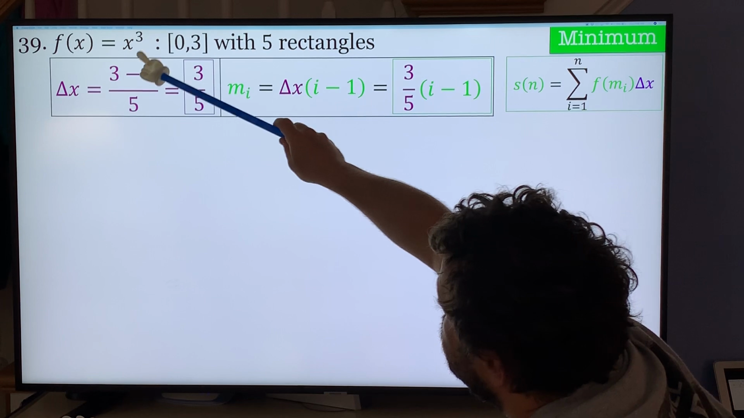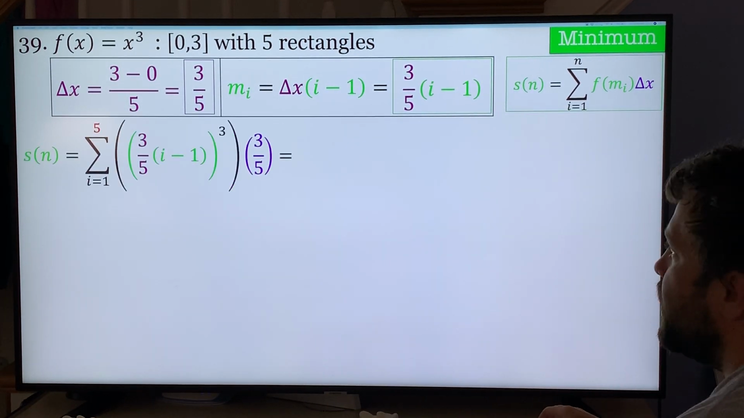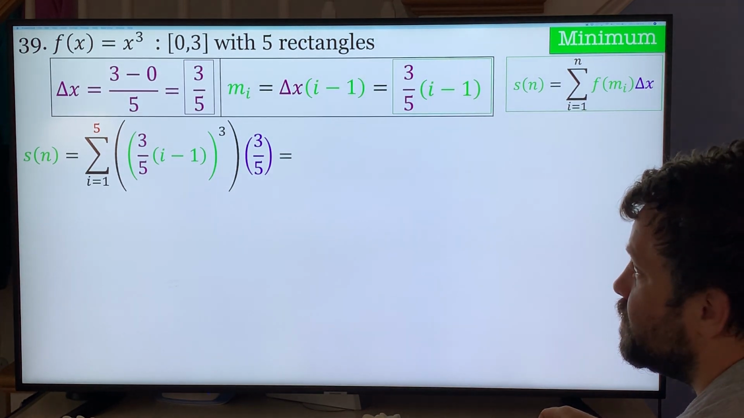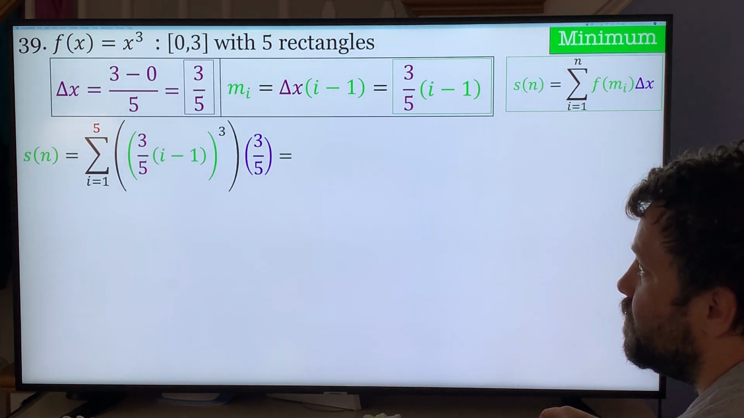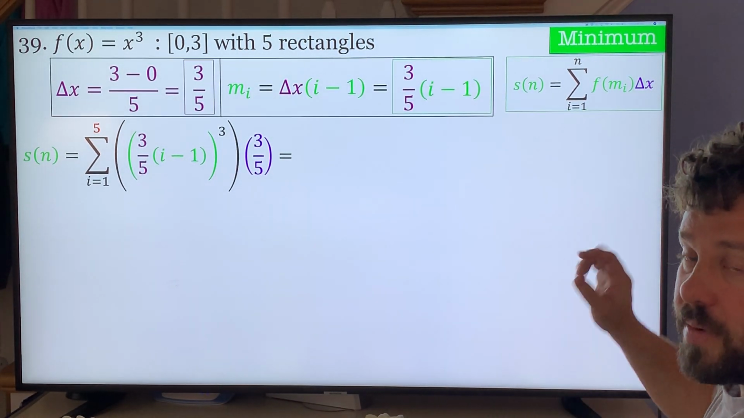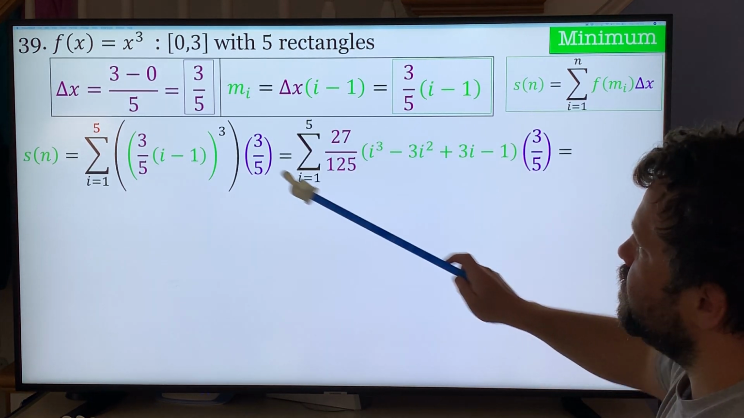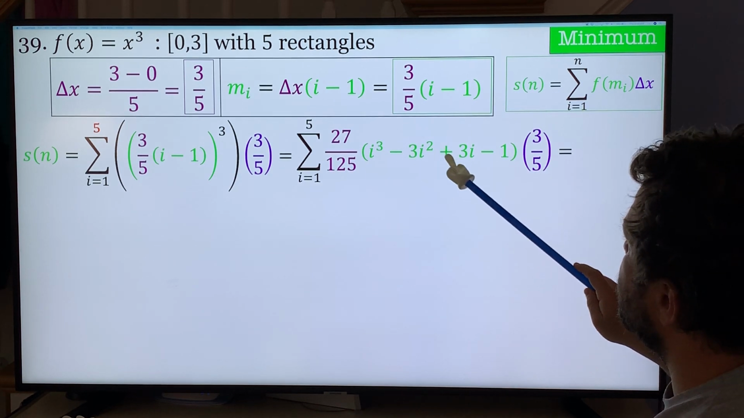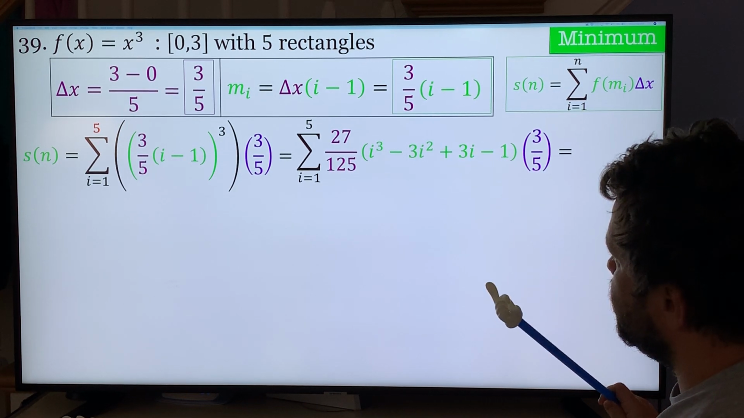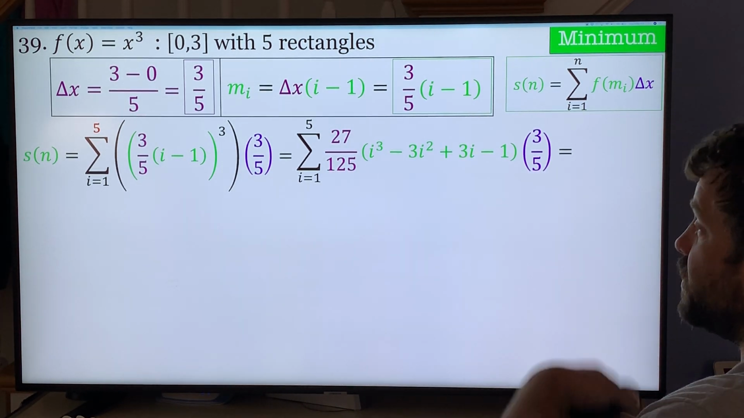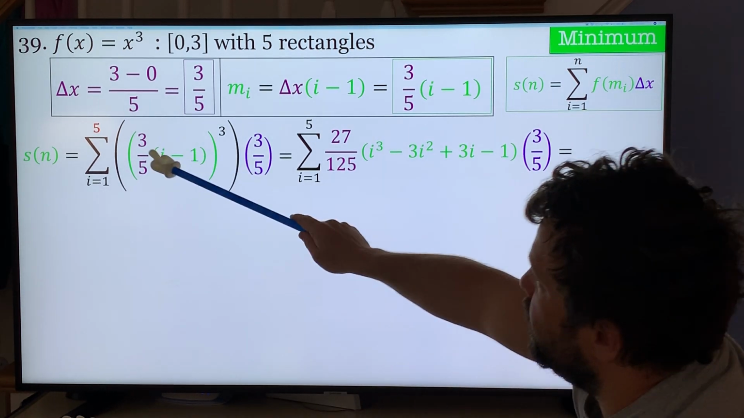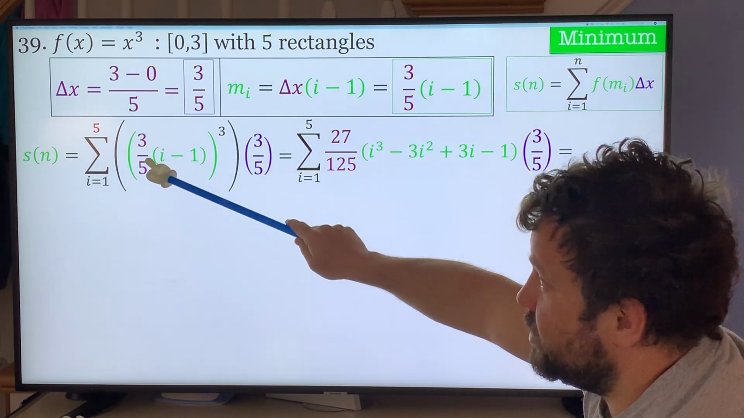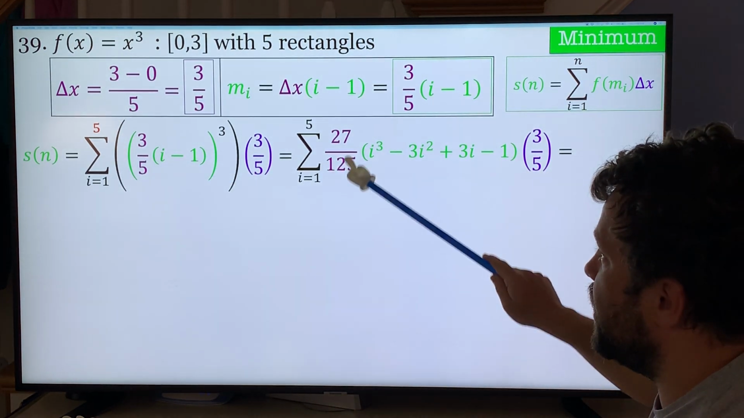So you're going to cube this: (3/5 (i minus 1)) cubed times 3/5. You know how to cube things? Multiply by itself 3 times. When you cube this, you get i cubed minus 3i squared plus 3i minus 1, since it's (i minus 1) times (i minus 1) times (i minus 1). 3 cubed: 3 times 3 is 9, times 3 is 27. 5 times 5 is 25, times 5 is 125.